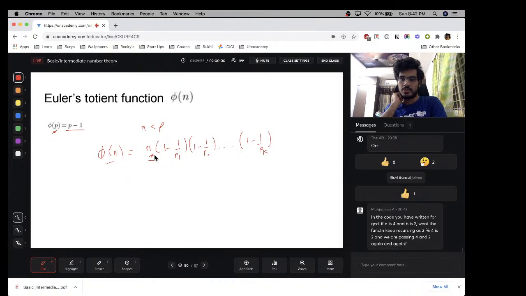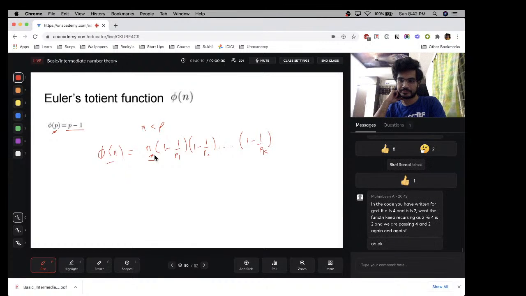Somebody just asked about the code I wrote for GCD, if A is 4 and B is 2. So that assumes that A is always less than B. If A is greater than B, then we just swap A and B before performing any operation.